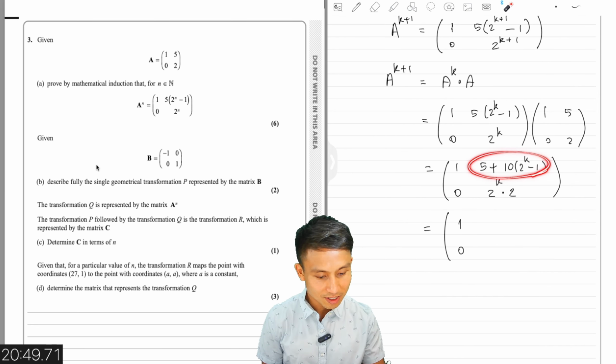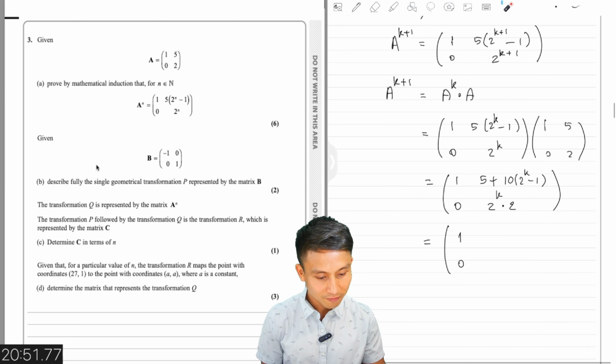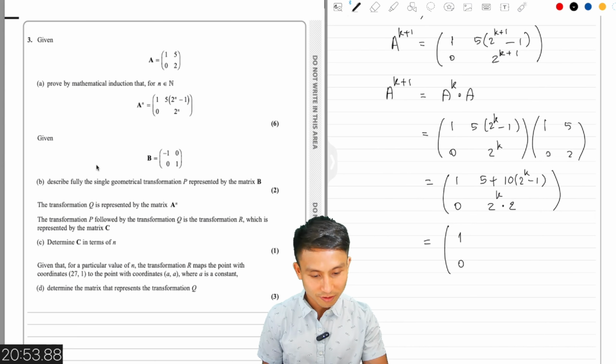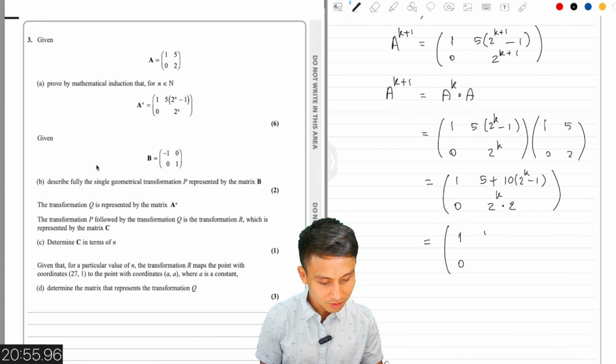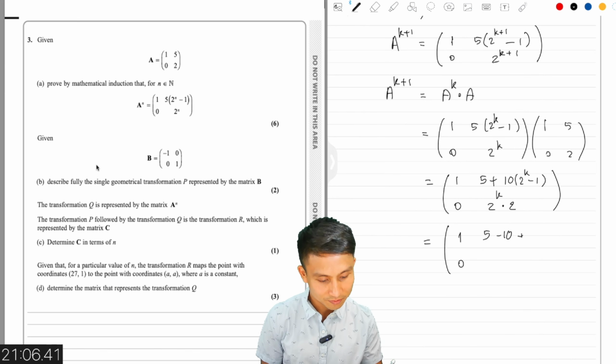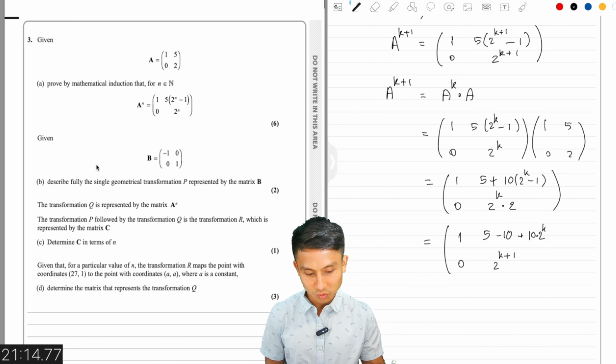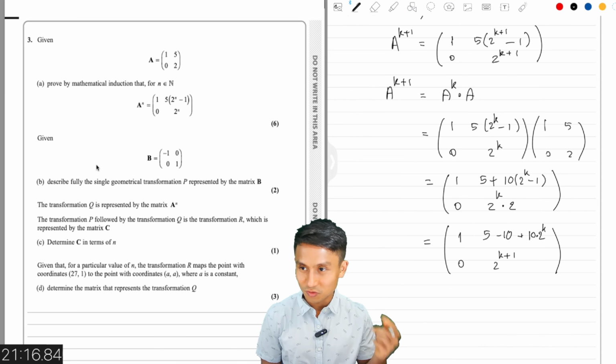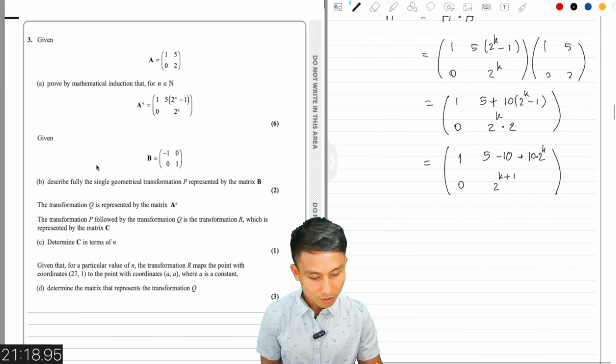And look at this one here. You can sort of factorize this, if you multiply them out. So you're going to get 5 minus 10, and then plus 2 to the k times 10 as well, times 2 to the k there. But the bottom one is clearly the same. So it's already 2 to the k plus 1, because 2 to the k times 2, you can use a law of index there. What about the other one?